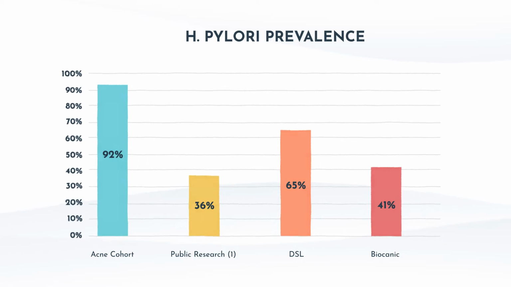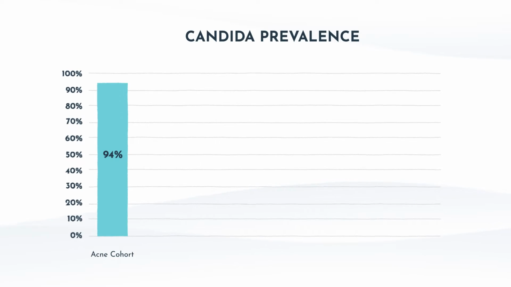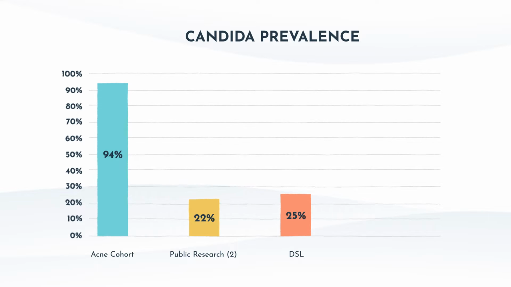So that seems significant. For the Candida prevalence, again, it's a little bit hard to tell, but I did find some published research that general normal healthy controls will have about a 22% Candida rate. Diagnostic Solutions Labs, again, on the 18,000 stool tests, 25%. And Biocanic, about 3,000, was 21%. So the 94% was much higher.